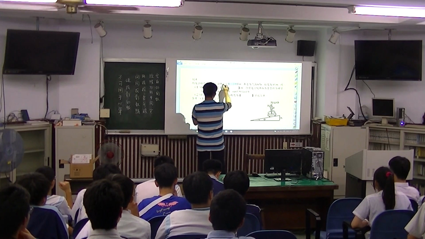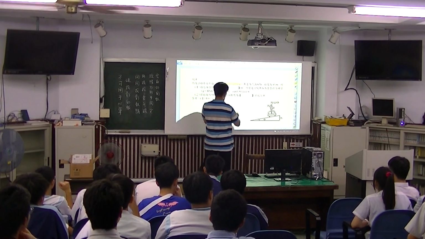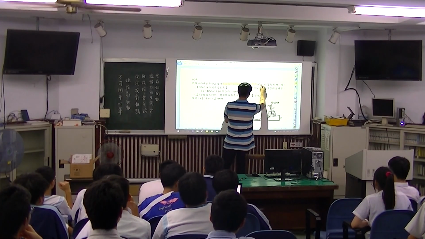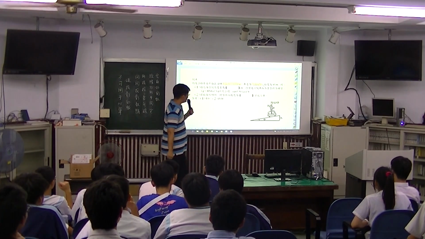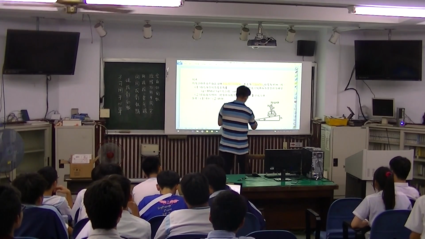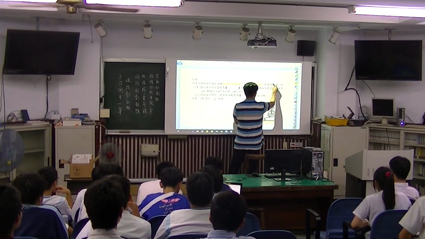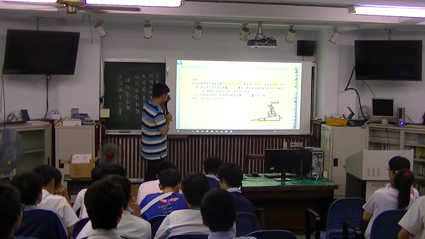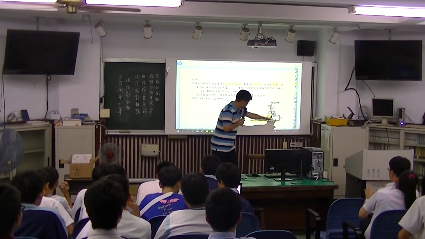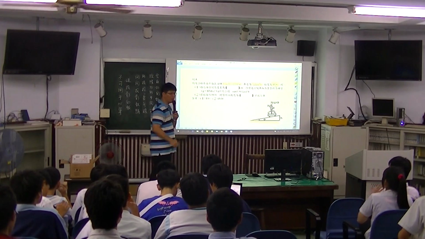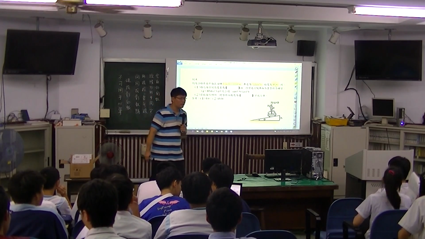First, the radius is about 1,000 meters, the velocity of the car is 72 kilometers per hour, and the width of the road is 40 meters. So the problem is what's the height difference between each side of the road.